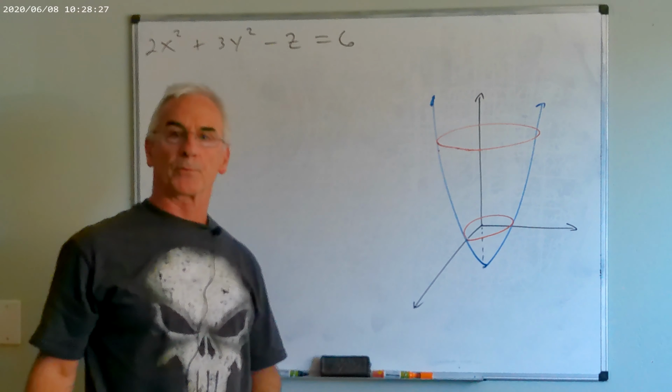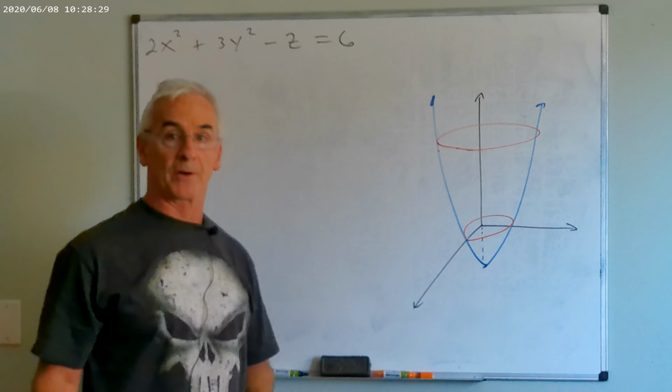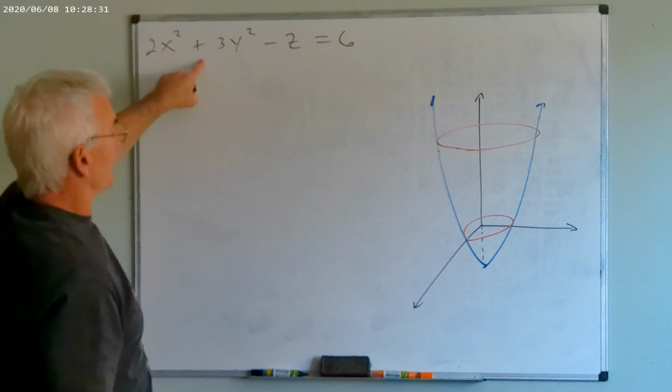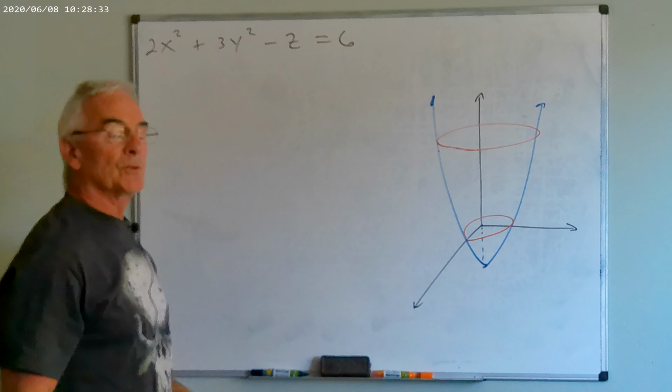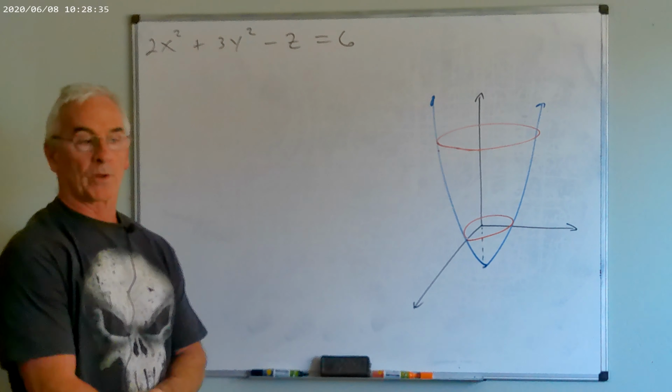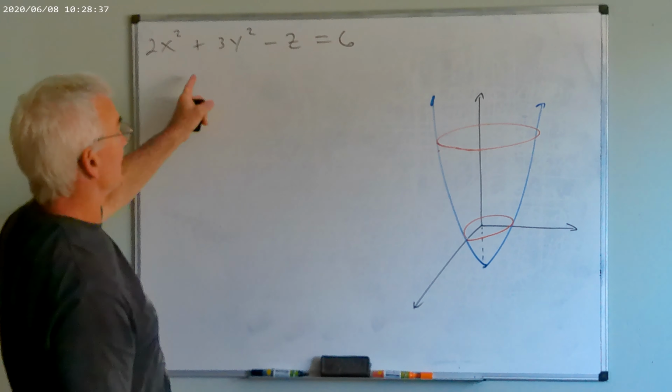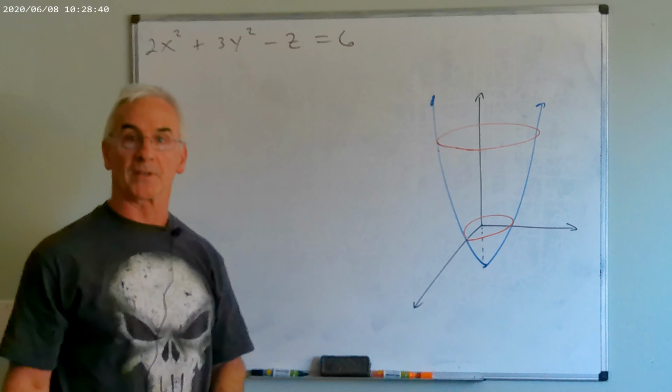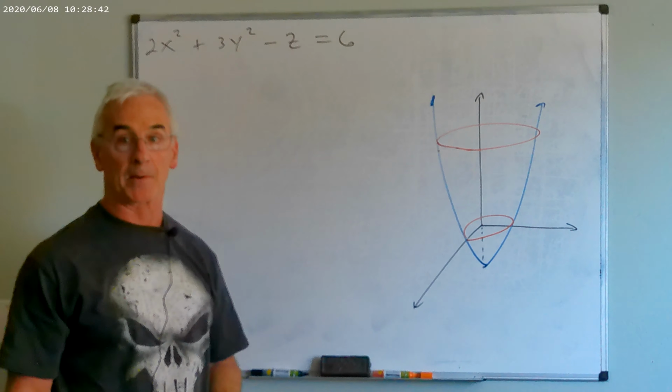Now let's consider a three-dimensional shape that actually has three variables. In order to figure out what this looks like, what we're going to do is consider all the cross sections. A cross section is where we replace any one of the variables with a constant, and then we look at every slice parallel to that plane.